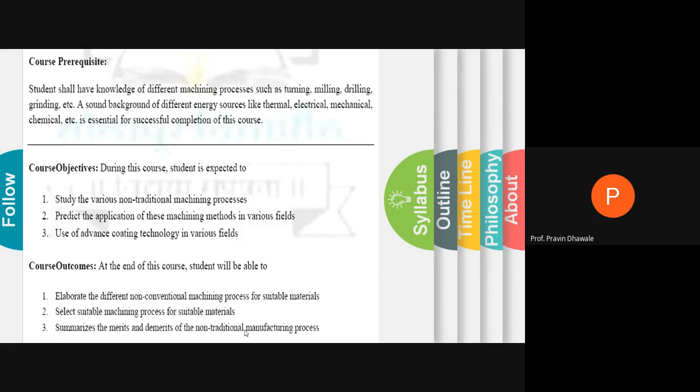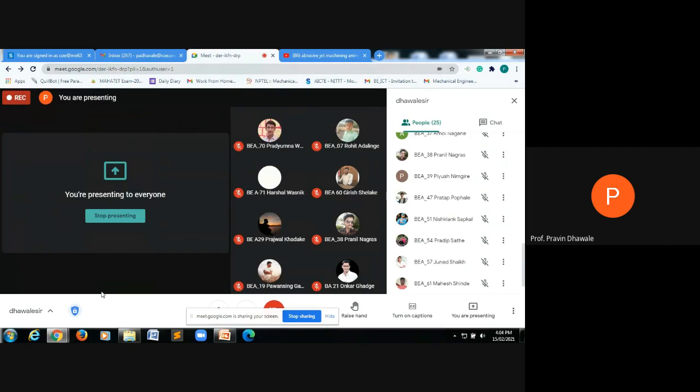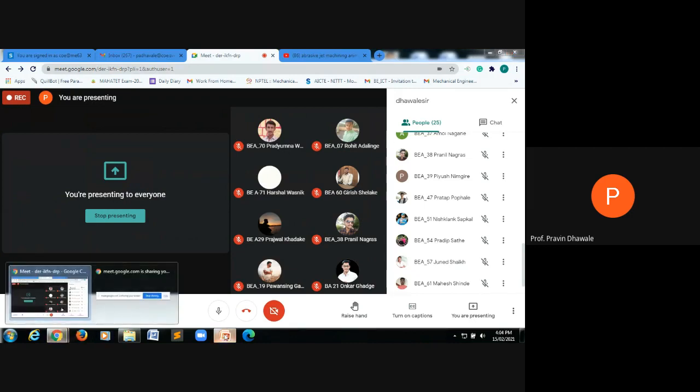After studying this subject, you can clearly differentiate all kinds of non-conventional machining processes used for suitable materials. Also, you are able to select a particular non-conventional machining process for a particular type of workpiece material. And at the same time, you are able to list its advantages, limitations or disadvantages. Okay, so this is all about our non-conventional machining process.